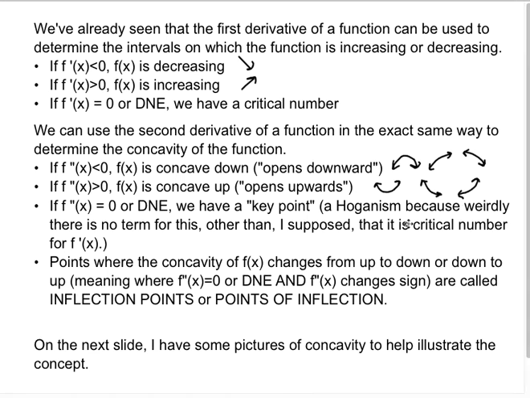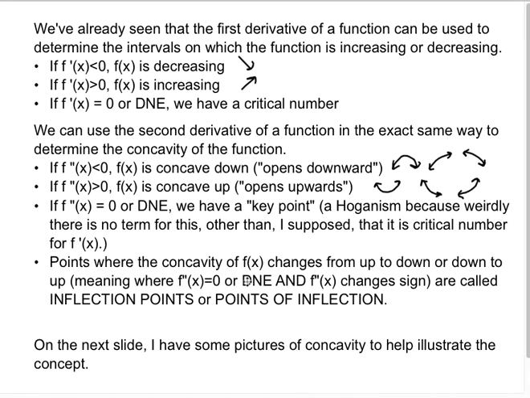Now that's a Hoganism because weirdly there's no term in math for this. I mean, there is a term. It is technically a critical number for f prime, right? Because it's when the derivative of f prime is 0, it doesn't exist. But we're going to call it a key point. And then points where concavity of f of x changes from up to down or down to up, meaning where f double prime of x is 0 or does not exist and f double prime changes sign, are called points of inflection or inflection points.